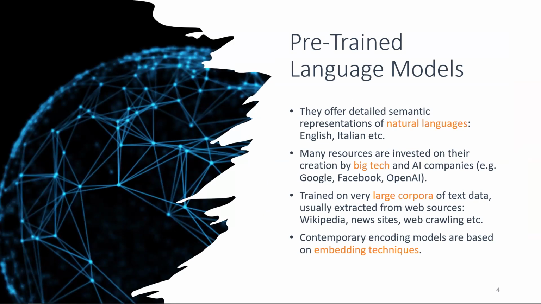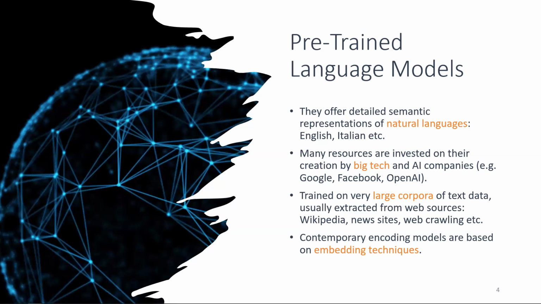I'm sure you are all very familiar with pre-trained language models nowadays. It's a huge topic. Of course, we mean that these are computational models that are intended to give semantic representation of natural languages, such as English or Italian. And this semantic representation means we want to represent computationally, so with numbers, the meaning of words and sentences. And these models are usually pre-trained, which means that big tech companies like Facebook or OpenAI or Google take very big corpora of textual data, usually from web sources.